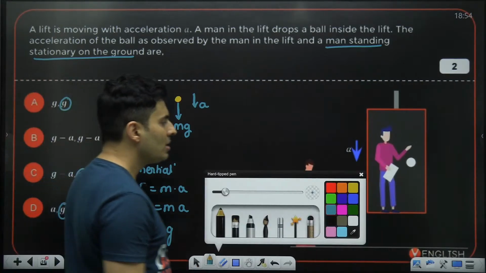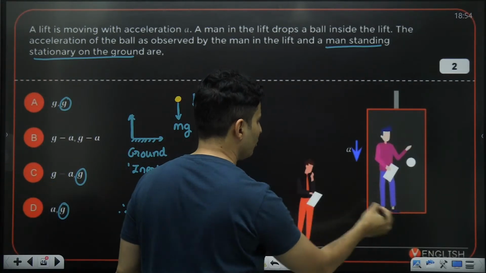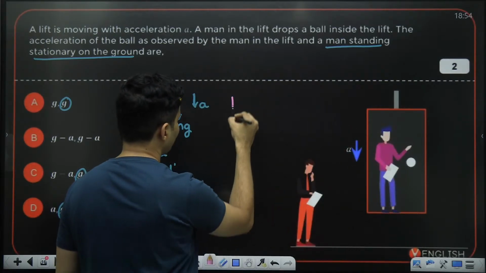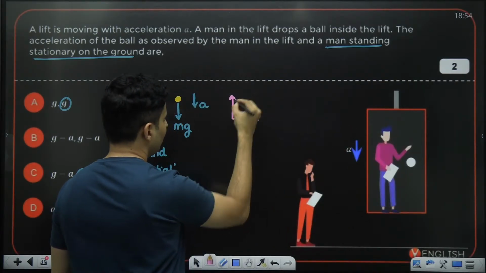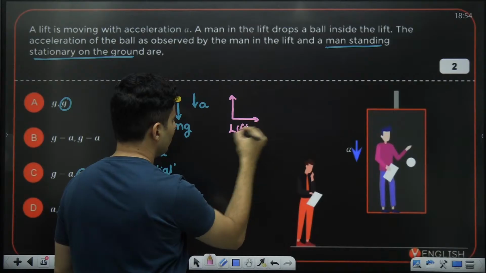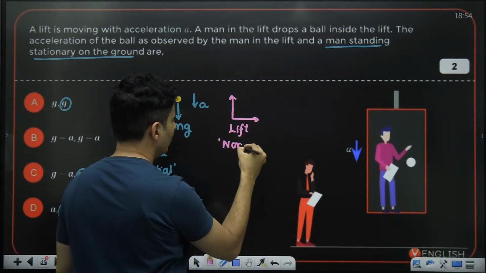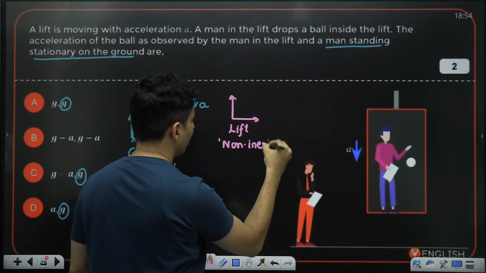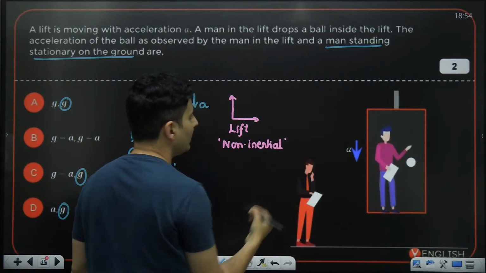Now what do we do for the next part? For this dude over here who is non-inertial, which is the lift frame, which is basically the lift observer, 100% it is non-inertial in nature.